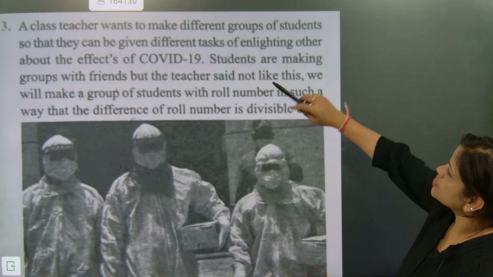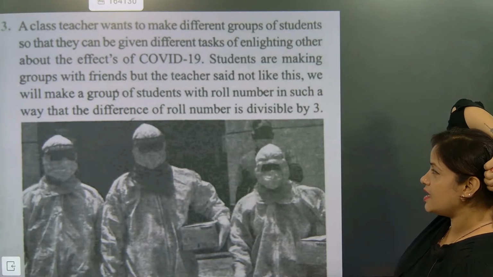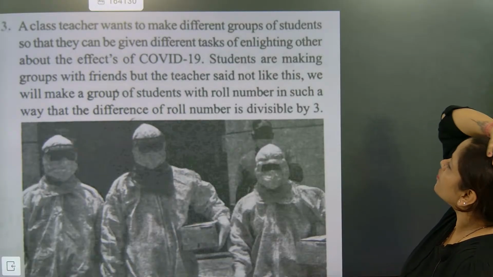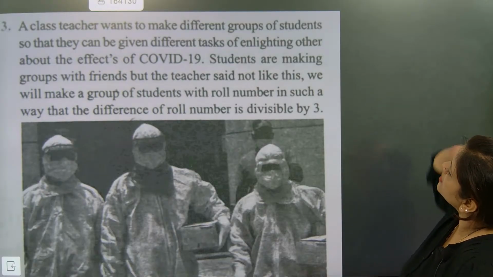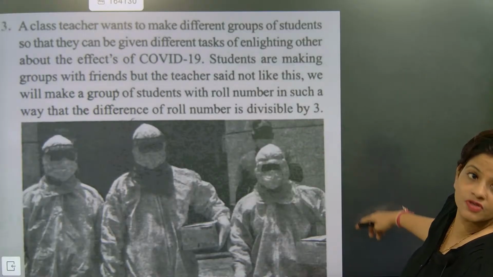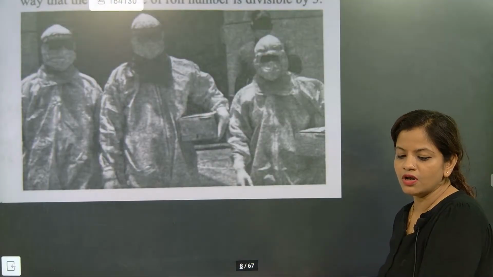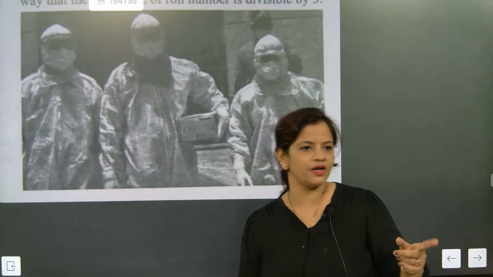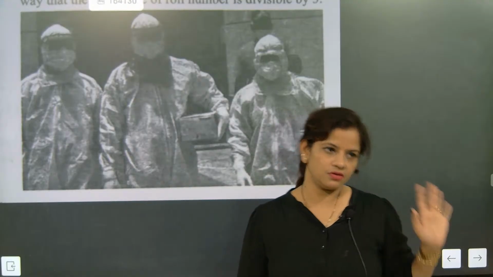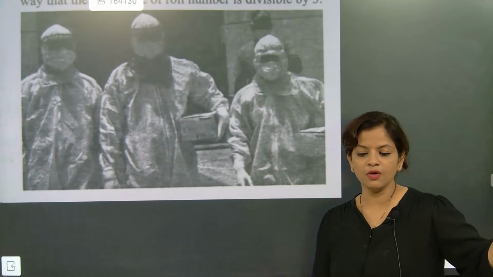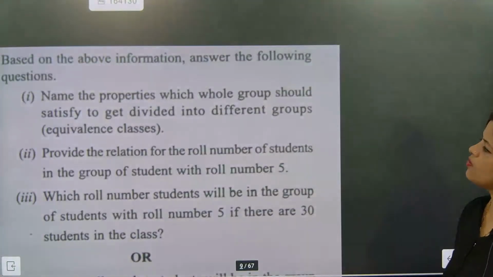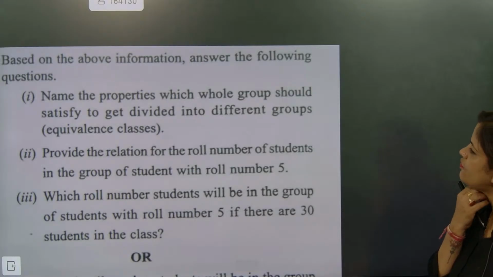So, a class teacher wants to make different groups of students for tasks about the effects of COVID-19. The teacher said the difference of roll numbers should be divisible by 3. Like if my roll number is 4 and your roll number is 1, then 4 minus 1 is 3, and 3 is divisible by 3. Now, based on the above information, answer the following question.